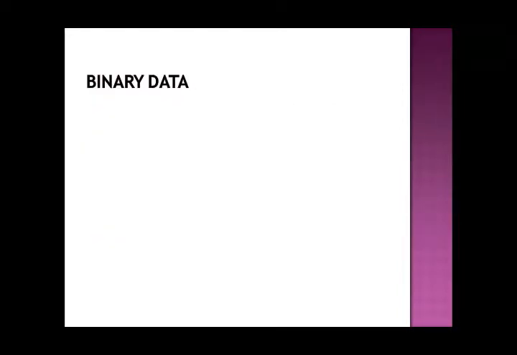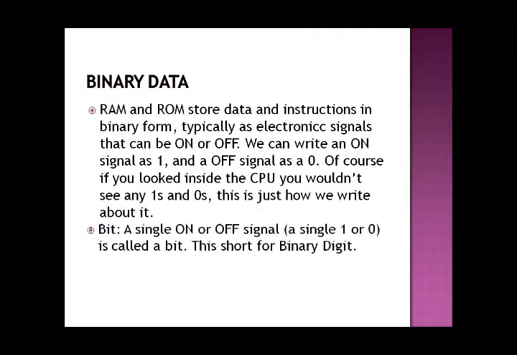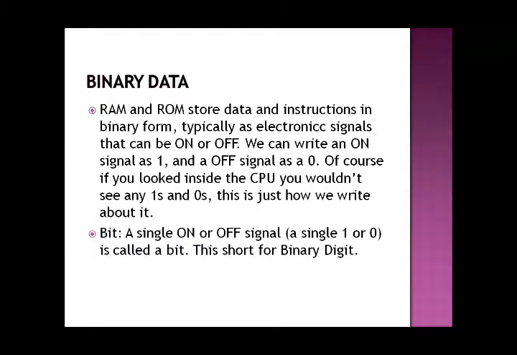So now we're learning binary data. RAM and ROM store data and instructions in binary form, typically as electronic signals that can be on or off. We can write an on signal as 1 and an off signal as 0. Of course, if you look inside the CPU, you wouldn't see any ones and zeros. This is how we write about it. A single on or off signal, a single 1 or 0, is called a bit. This is short for binary digit.